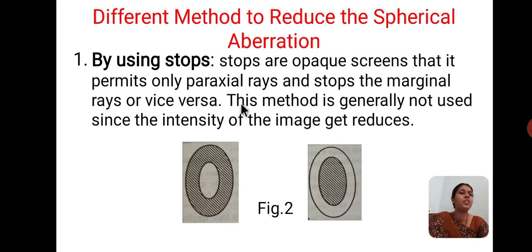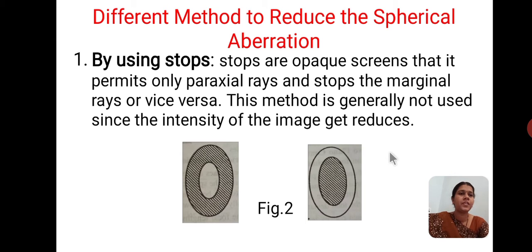It will allow only the paraxial ray and stop the marginal ray, or else it will allow the marginal rays and stop the paraxial rays. Either can be possible here. Because of this, the intensity of the images will get reduced, since it allows only one type of ray and not the other. So generally this method is not used, but this is a method from which we can reduce the spherical aberration.